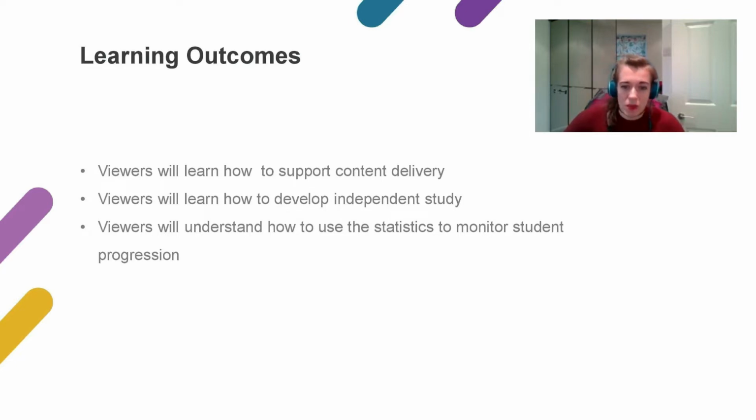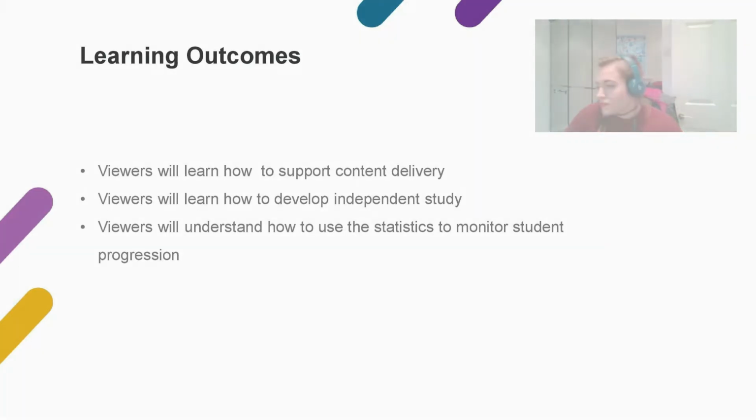Also looking at how to develop independent study. This was a real learning curve for me when I stepped away from A-level and into vocational, is that I had to embrace the silence in my classroom because students didn't want me to stand at the front and deliver for the whole lesson. They wanted me to do a little bit of delivery and then they go off and do their own research and apply it to their coursework. And I'm now at a point where I know silence is golden, and that's when they are actually working rather than just listening to me. And then looking at how we can use the statistics to monitor student progression.